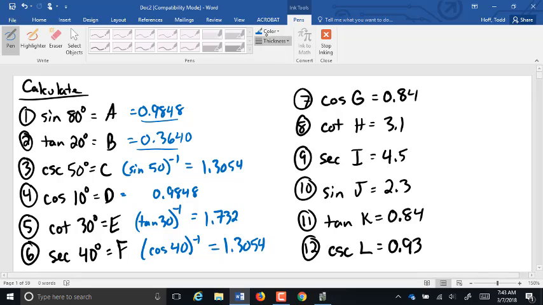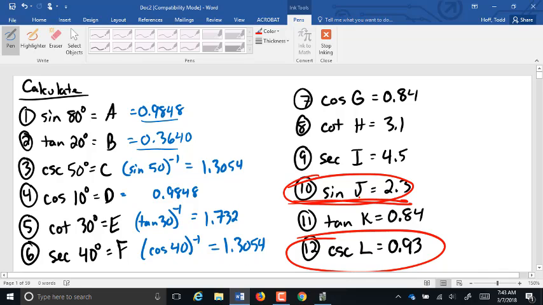Now, up here, before we start, can anybody tell me which two of these are impossible? 10 and 12. Sine is always between -1 and +1. So we can't have a 2.3. Secant and cosecant are always either larger than 1 or smaller than -1. So they can't be between -1 and 1. So that one cannot be done either.